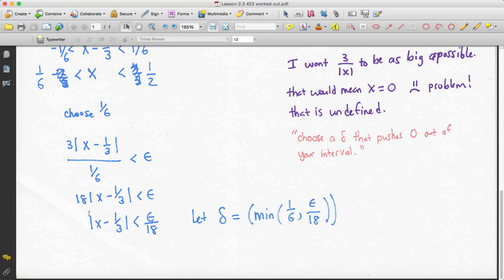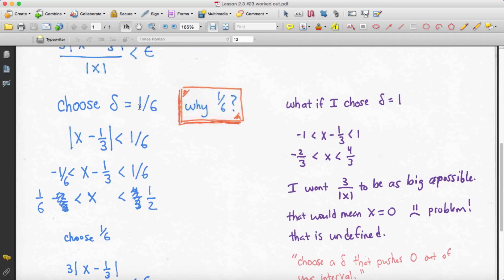Divide both sides by 18, and now I've found my delta. The absolute value of x minus 1/3 is less than epsilon over 18. So I let delta become the minimum of the two values. Is the smallest 1/6? Then I choose that. Is the smallest epsilon over 18? Then I choose that. And that proves it.